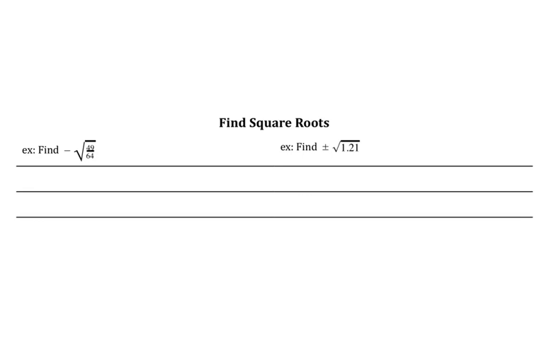Alright, finding square roots. We could also say evaluate. We could also say simplify. Okay, so find negative square root of 49 over 64. To make this stand out, let's rewrite this.